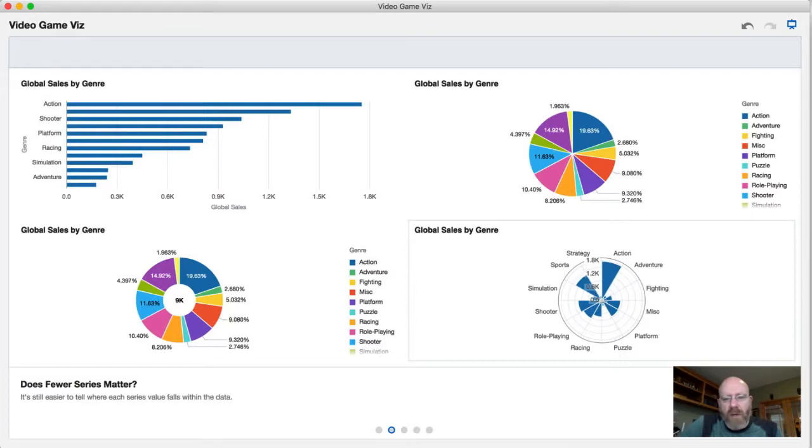The bar radar is a little bit easier to see, but still not super clean relative to the bar chart. So again, even if you have fewer series, that will certainly make pie charts and donut charts easier to read.